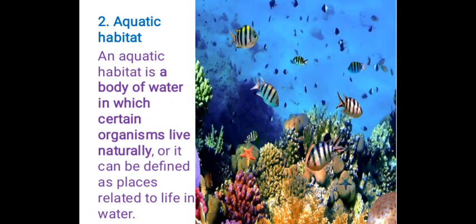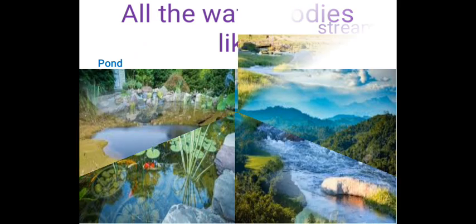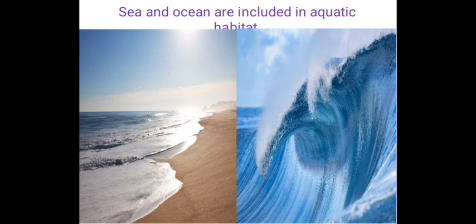Let's look at the second habitat called aquatic habitat. An aquatic habitat is a body of water in which certain organisms live naturally, or it can be defined as places related to life in water. All the water bodies like pond, river, lake, stream, sea, and ocean are included in aquatic habitat.